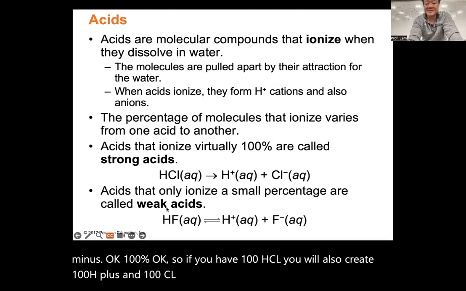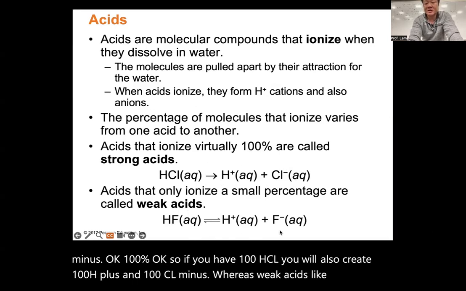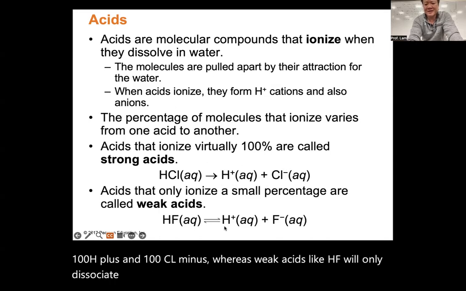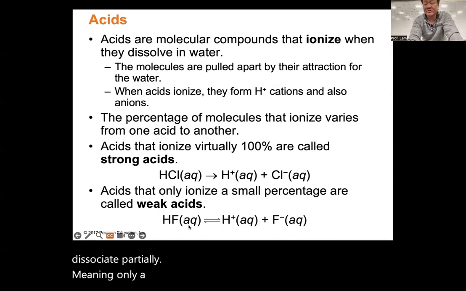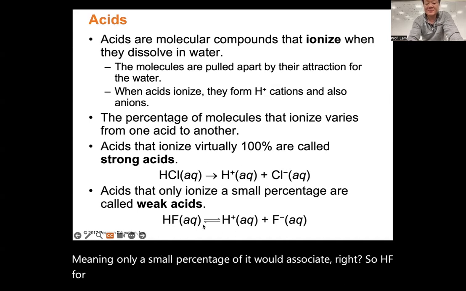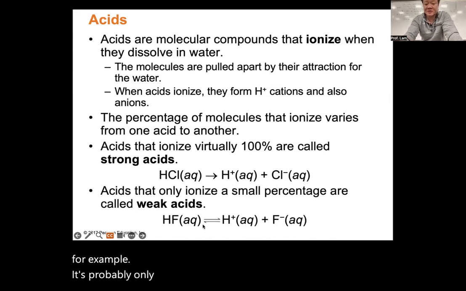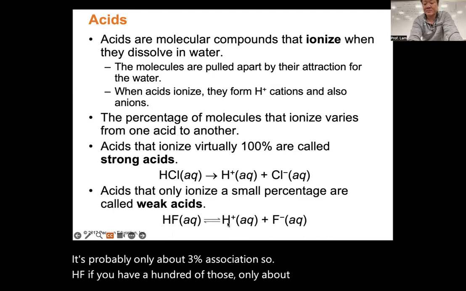Whereas weak acids like HF will only dissociate partially, meaning only a small percentage of it would dissociate. So HF, for example, is probably only about 3% dissociation. If you have 100 of those, only about 3 will become H+ and F-, okay?